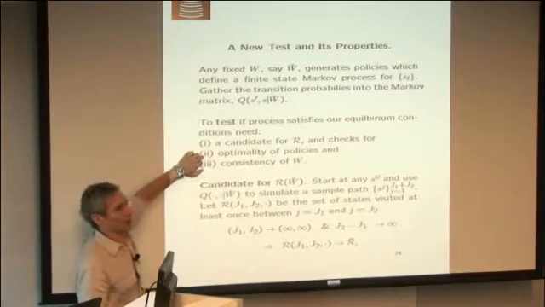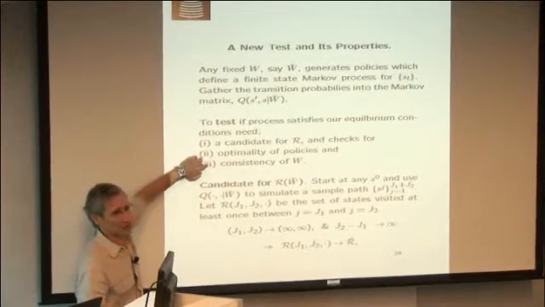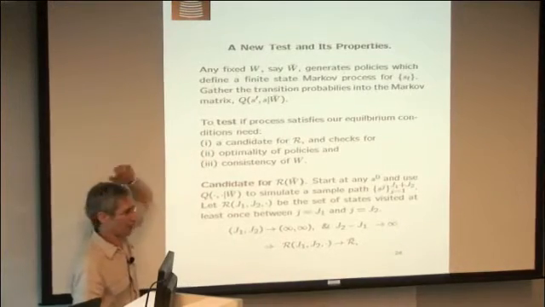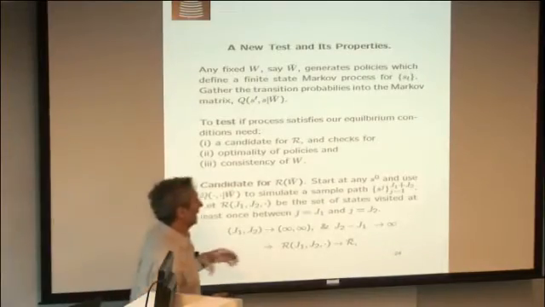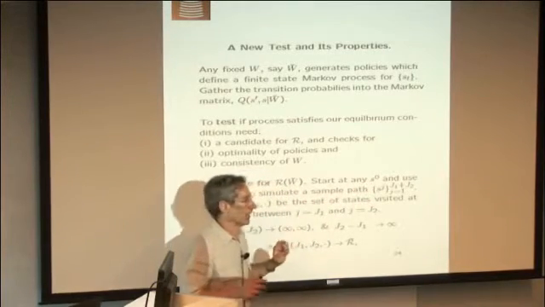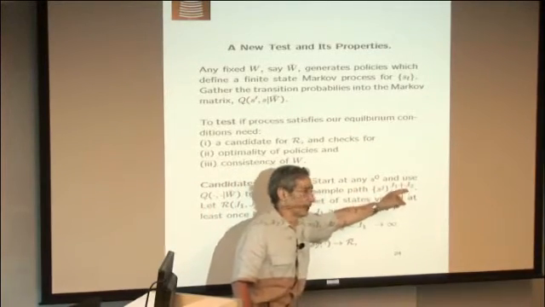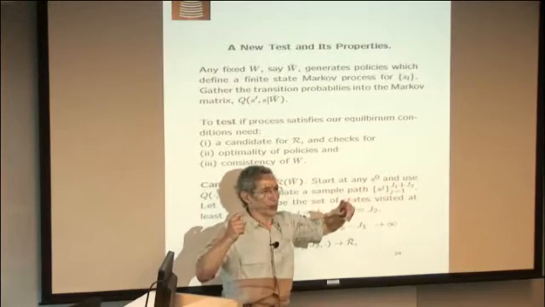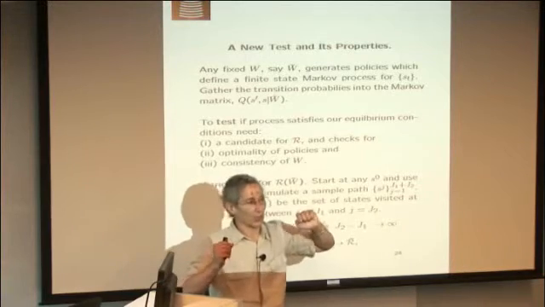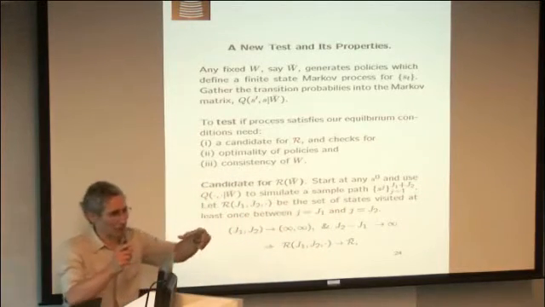So I want to test. I've run this thing 100 million times, 100 million iterations or whatever, and I'm going to stop it and test: am I at an equilibrium? That's the goal. So I need a candidate for the recurrent class. I need to show that the policies are optimal, given the W's, and I've got to see the consistency of the W's. Those are the three conditions that I have to show. The candidate for the recurrent class is pretty easy. You start at any S0, you simulate J1 periods and then add another J2 periods. You look at the difference between J2 and the states that were hit between J1 and J2. If J1 and J2 go off to infinity, you'll get a recurrent class because of the Markov process.